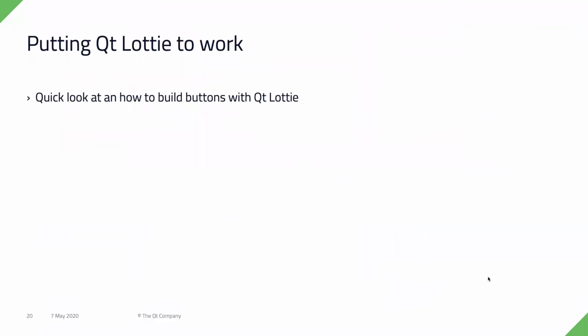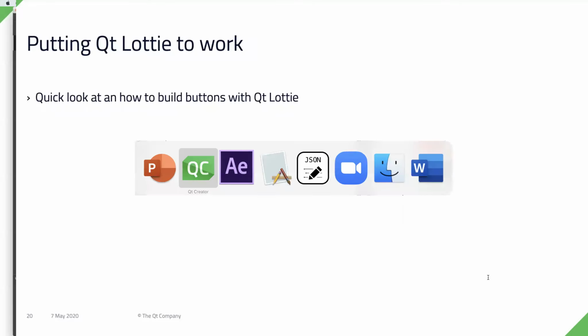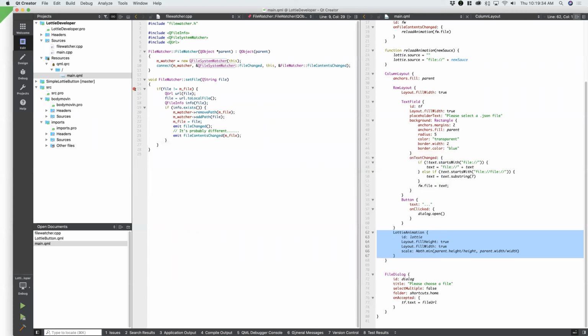What you're more likely to be using Lottie for, what most people use this for, is rendered or animated responses to user input. That's the classic use for Qt Lottie. So let's have a quick look at a Qt Lottie based button and see how that goes.